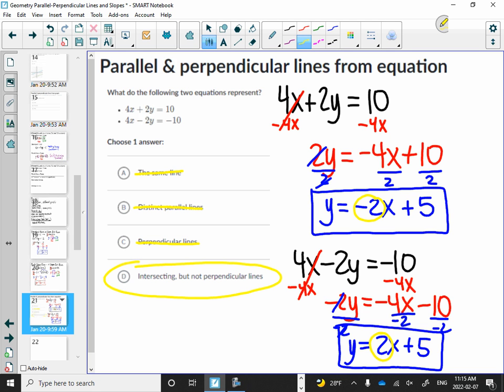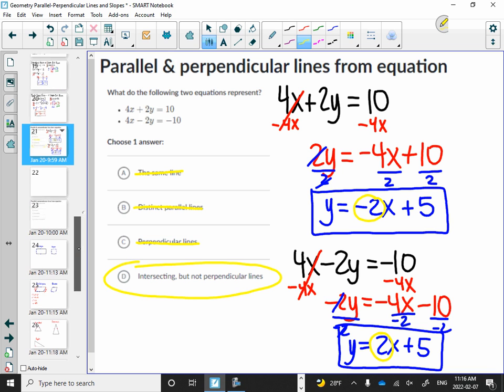Distinct parallel lines: same slope, different y-intercepts. Does everybody see how those could be confused, though? Everybody's like, oh, they got to be something. They're really, really close to each other. But they're not. Okay. Now, one more example. I understand this is a long lesson. I apologize.